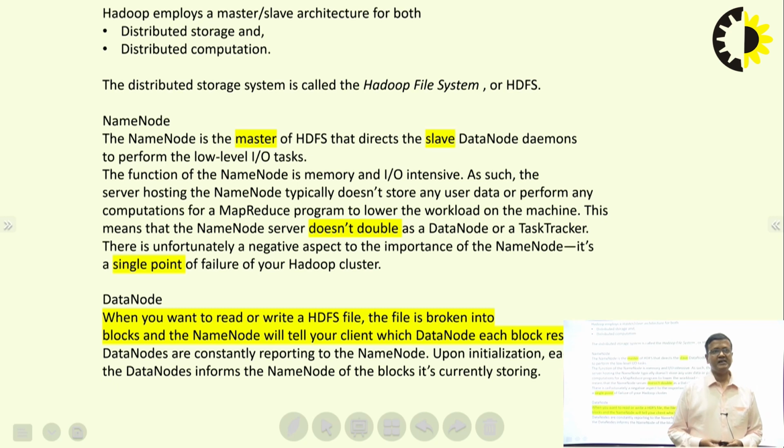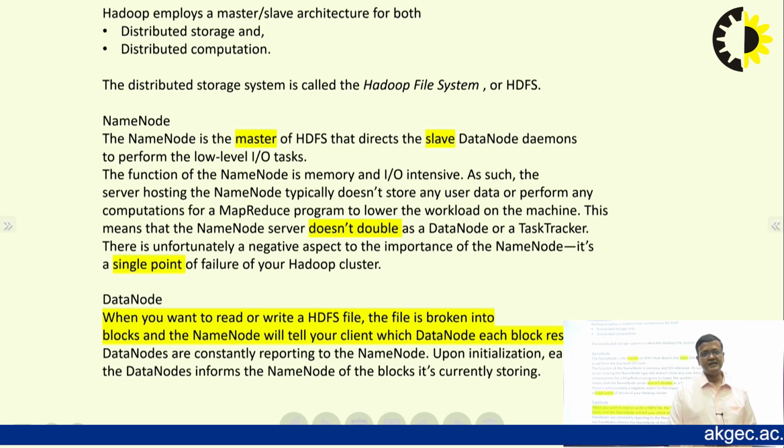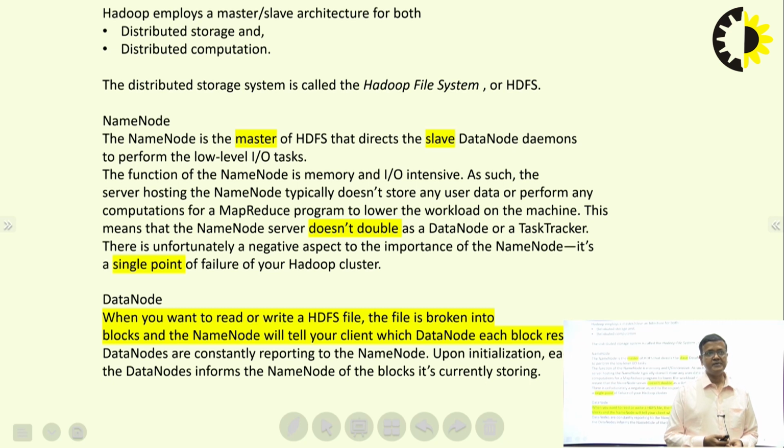Now Hadoop employs a master-slave architecture for both distributed storage as well as distributed computation. Because the processing of data is happening in a distributed fashion as well as in parallel fashion, for storing purposes and also for the computation purposes, the architecture employed by Hadoop is the master-slave architecture. And we have already seen that the distributed storage system is called the Hadoop file system or the HDFS, which stands for Hadoop Distributed File System.